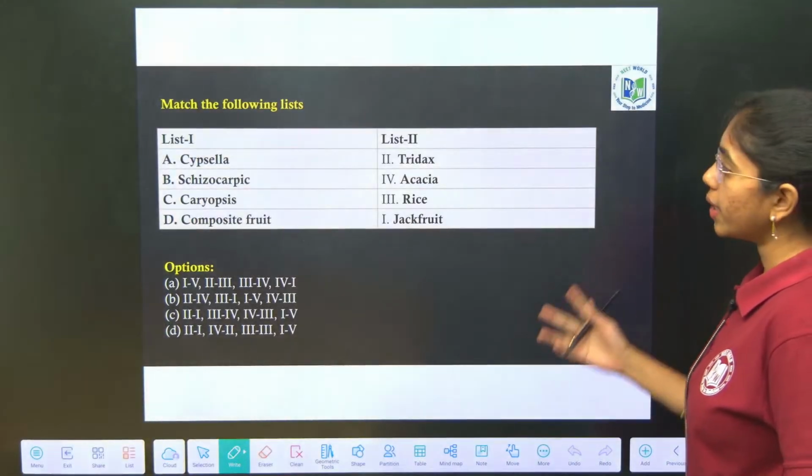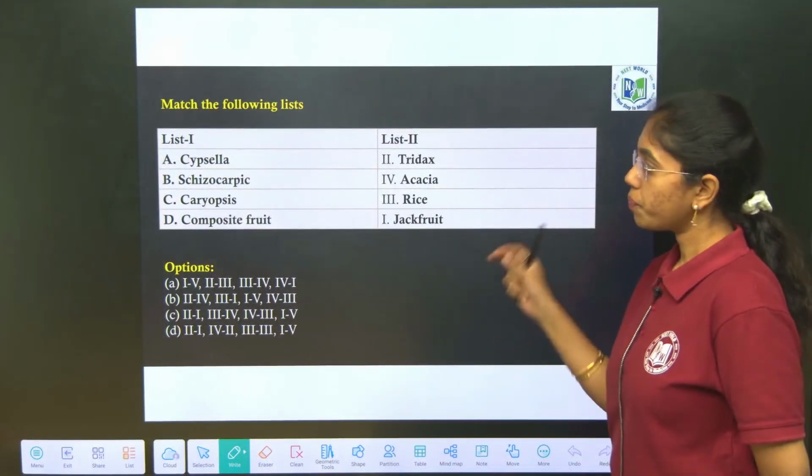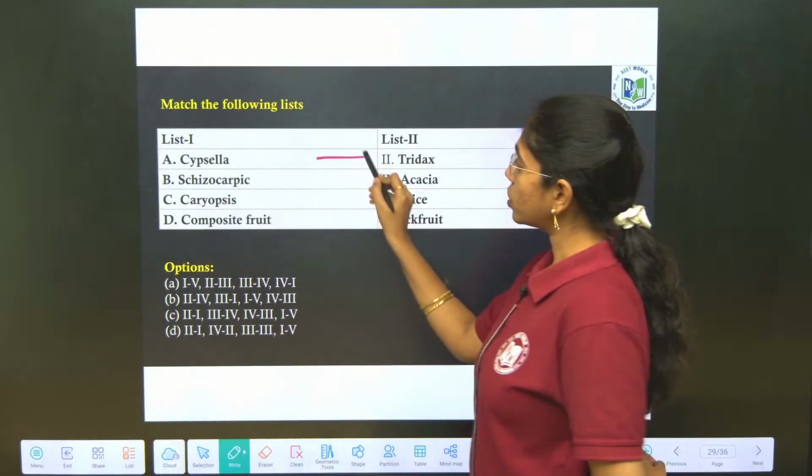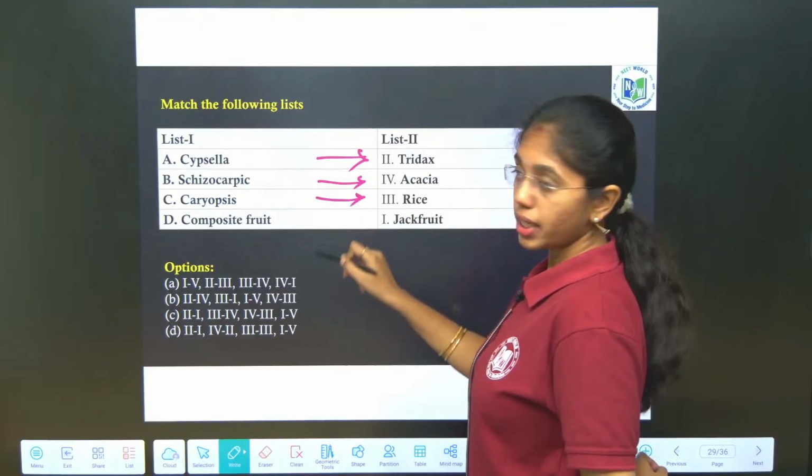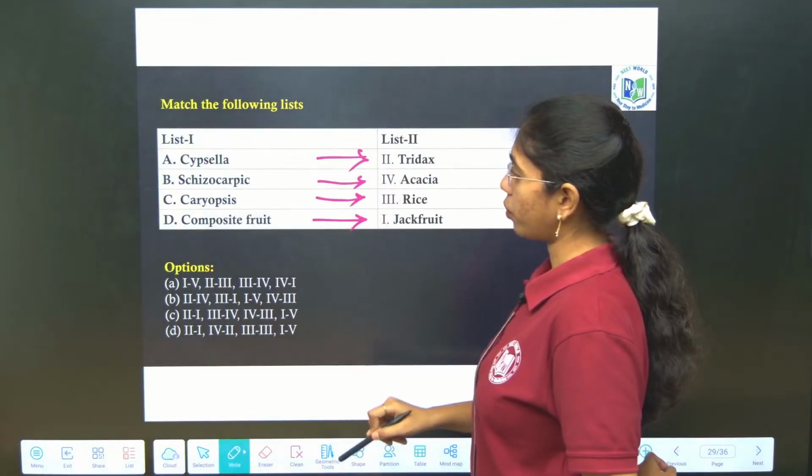Anyhow, this is already given. Again, this question is on fruit types. Cypsela tridax, schizocarpic fruit acacia, caryopsis rice, composite fruit jackfruit. Okay.